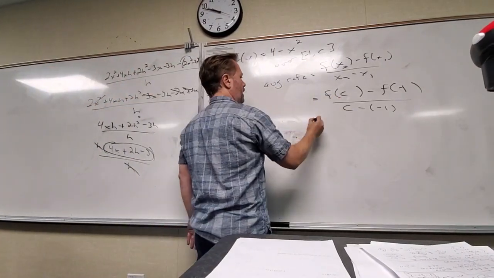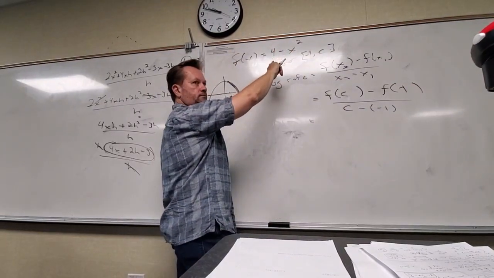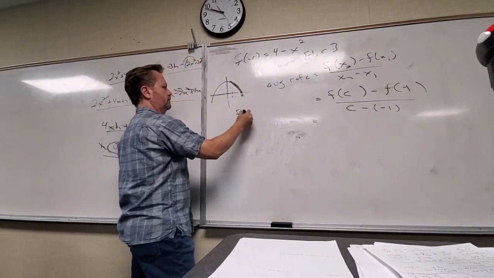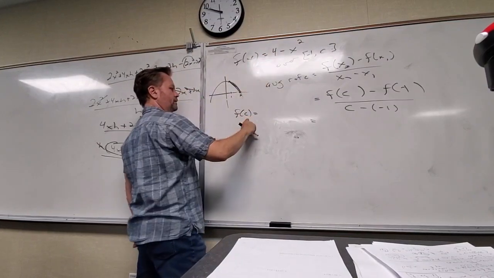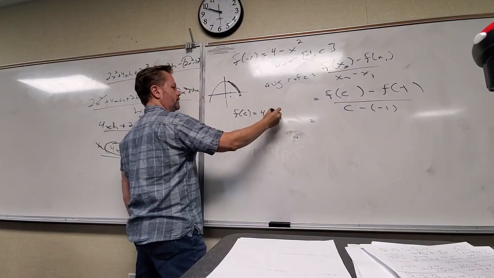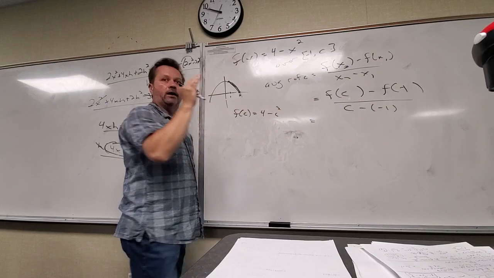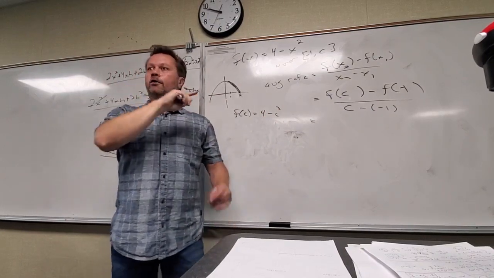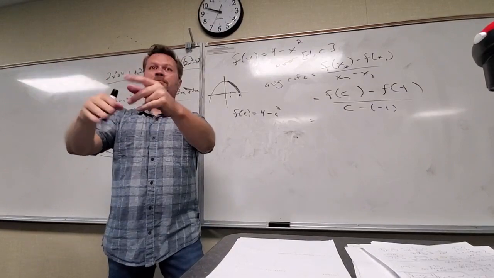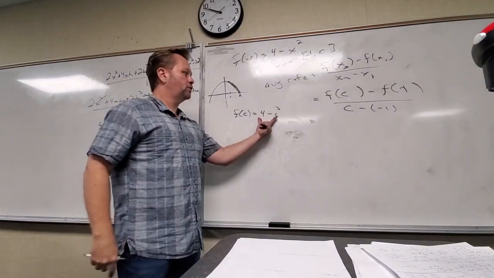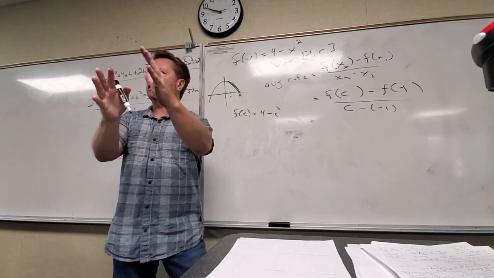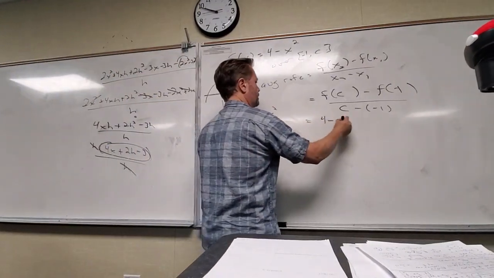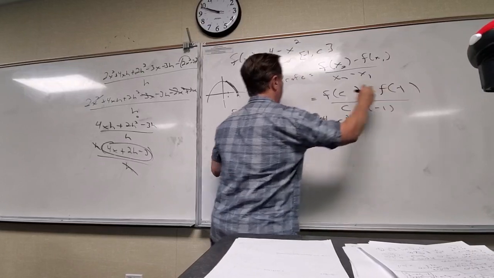Can anybody tell me what f of C would be? What is f of C? What do you put in place of x? C. So it's 4 minus C squared. On one level, that sucks. But I want you to realize on another level, we don't have to do anything with this. We don't have to figure this out. I can't do it, so I just write that down: 4 minus C squared.